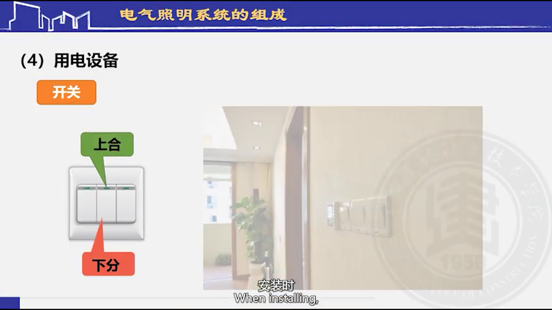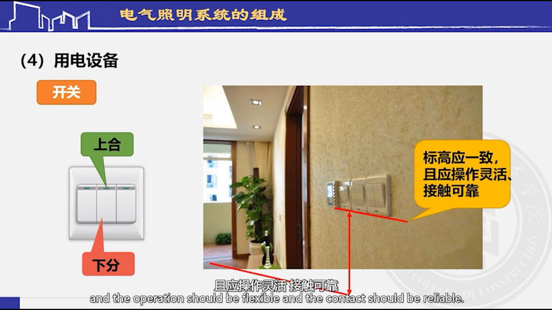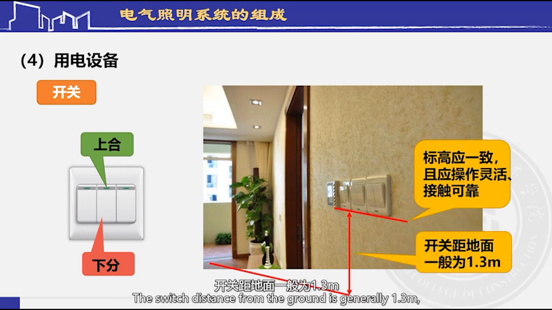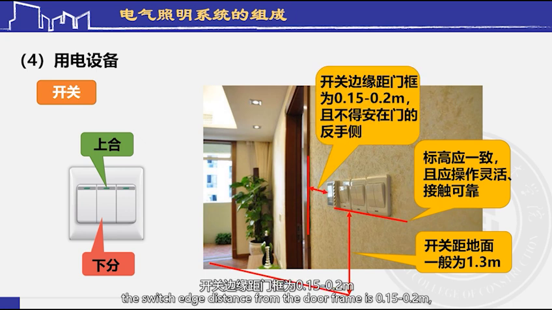When installing, the installation elevation in a unified place should be consistent, and the operation should be flexible and the contact should be reliable. The switch distance from the ground is generally 1.3 meters. The switch edge distance from the door frame is 0.15 to 0.2 meter. And it must not be installed on the hinge side of the door.